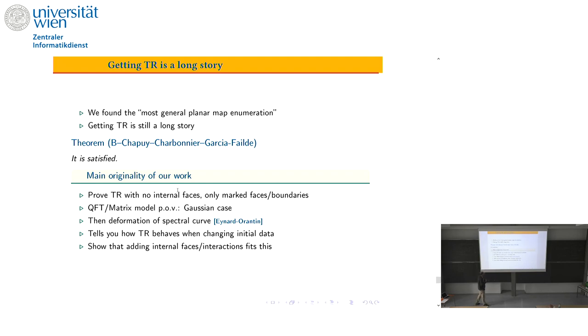And then, in the matrix model point of view, there would be the Gaussian case. Okay, so no potential. And then you deform the spectral curve. That's a cool idea that was at the origin of the Eynard-Orantin topological recursion. I've never really seen it used in a concrete example, so that was one of the motivations to do that. So basically, the spectral curve deformation tells you how the TR behaves when you change the initial data, when you change the spectral curve. And then you have to show that your objects fit in that framework.